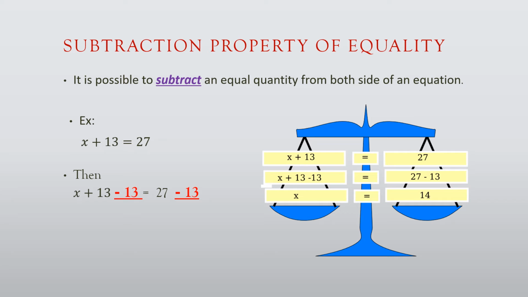to be subtraction. So we are going to subtract 13 from both sides of the equation. So the equation is going to be x plus 13 minus 13 equals, on the other side, 27 minus 13. Therefore, x is going to equal 14.